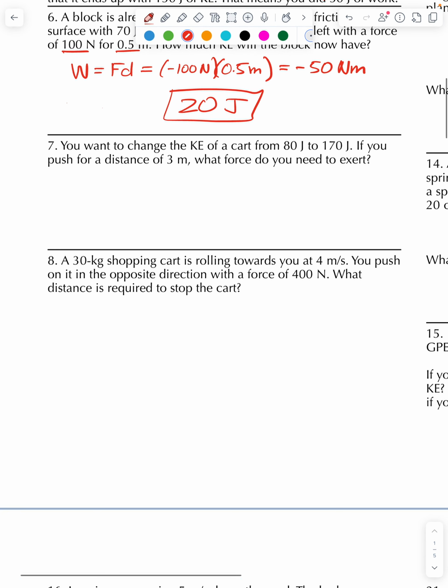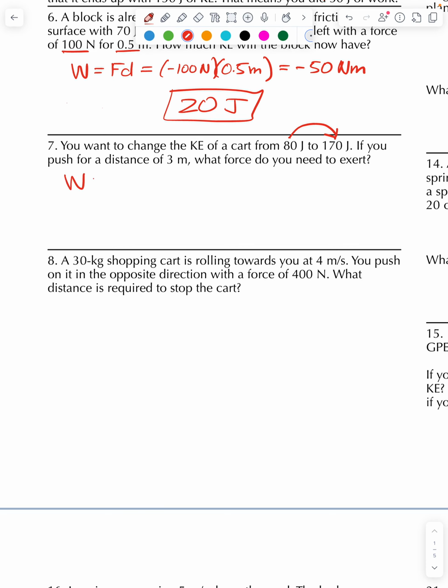Number 7, you want to change the KE of a cart. So these next two are very similar to what I just did. You want to change the KE of a cart from 80 joules to 170 joules. If you push for a distance of 3 meters, what force do you need to exert? Well, notice that we change the energy. And just assume, if I'm not telling you any other energies, all the work is going into changing the KE in this case.